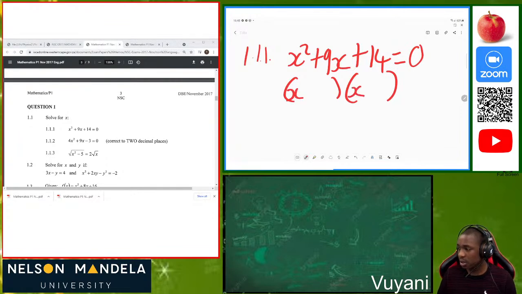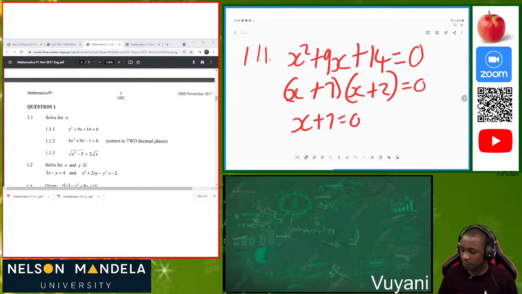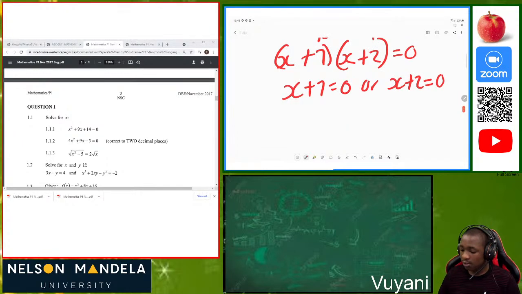But what is important is our middle term. When we add or subtract these two values, are they going to give us the middle term? So when we say plus 7 plus 2, we get positive 9. So these are our factors. Then it's just going to be x plus 7 equal to 0, or x plus 2 is equal to 0. Then now solving, your x will be equal to negative 7, or your x will be equal to negative 2.